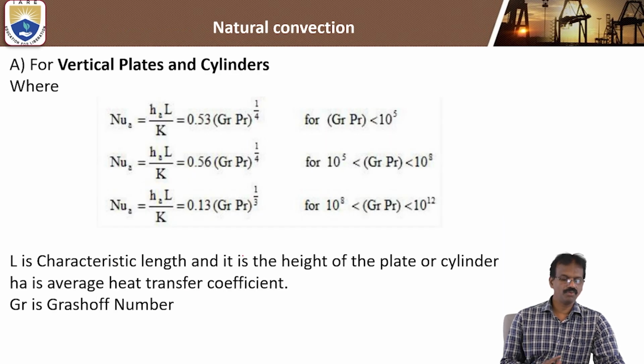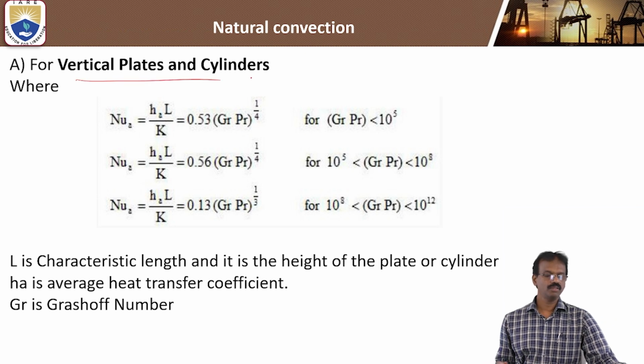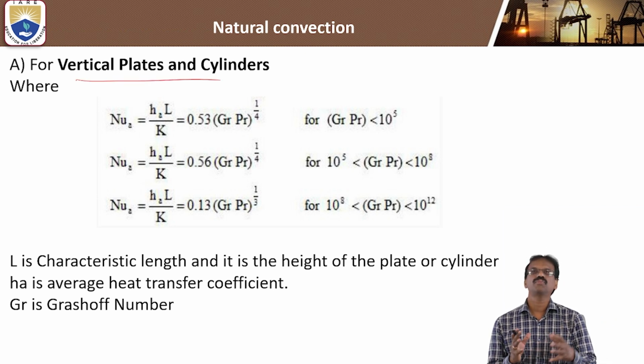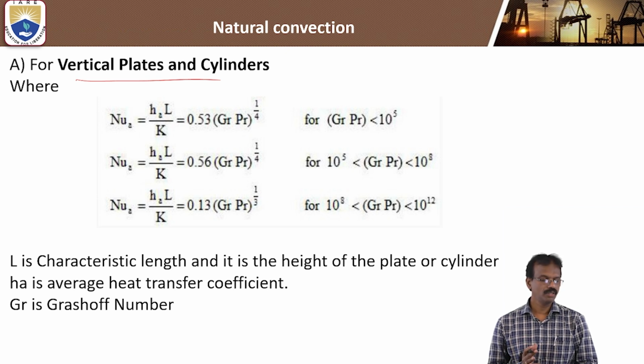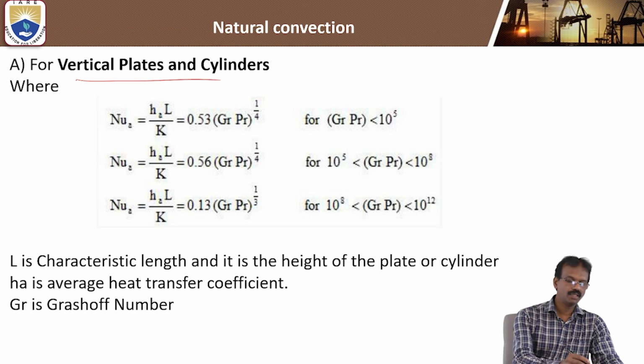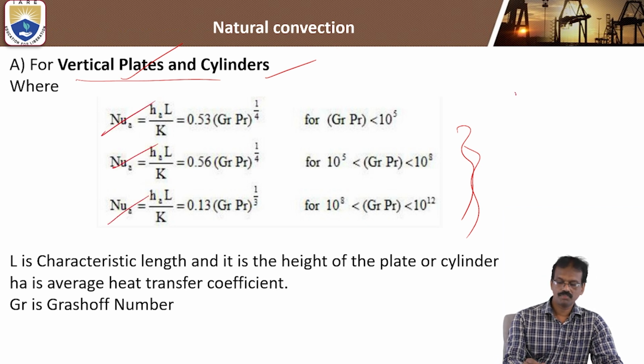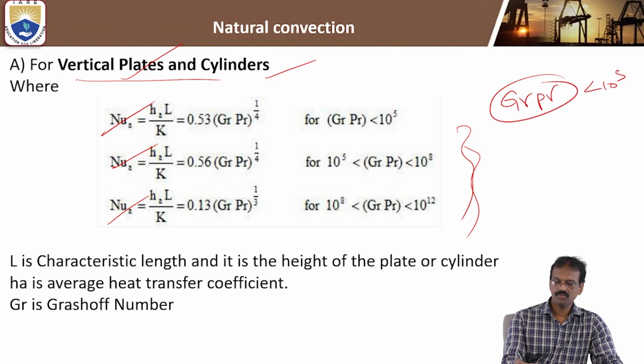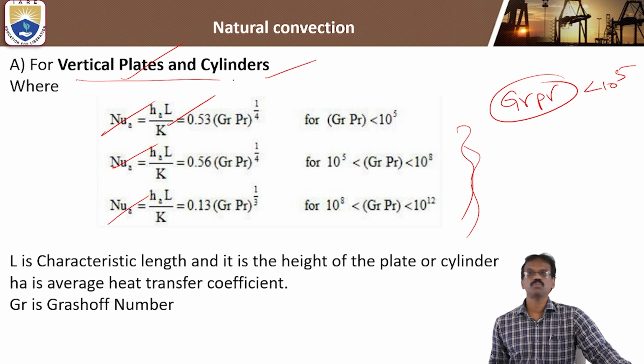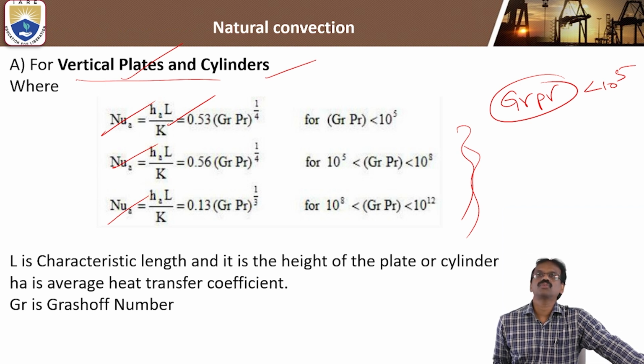Okay. Here some formulas are there. If the fluid flows on a vertical plate, then you can take this type of formulas. And if the fluid flows in cylinders also, you can take these Nusselt formulas, based upon the product GR into PR value. Okay. If GRPR is less than 10 to the power of 5, you can take this formula: 0.53 (GRPR) whole to the power of 1/4.